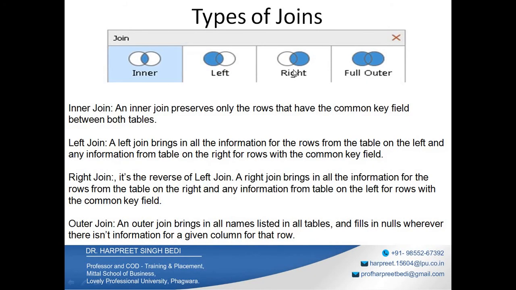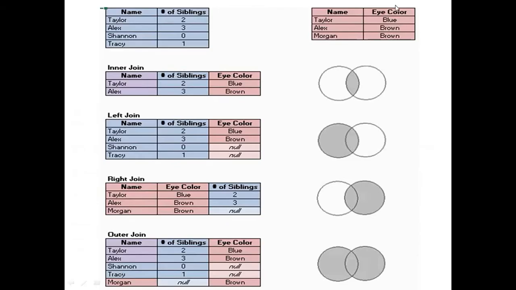Right join is the reverse of the left join. It picks all the values from the table at right, and from the left table only the common values will be pasted here.